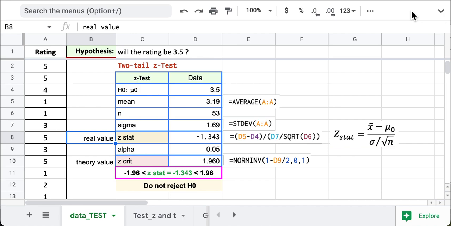To test a hypothesis, you need to formulate it first. For example, we have data for movie ratings, and our hypothesis is: will the rating be 3.5?